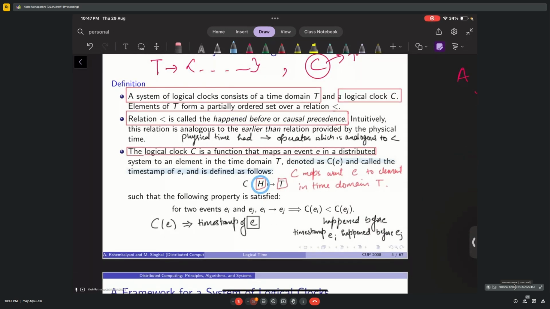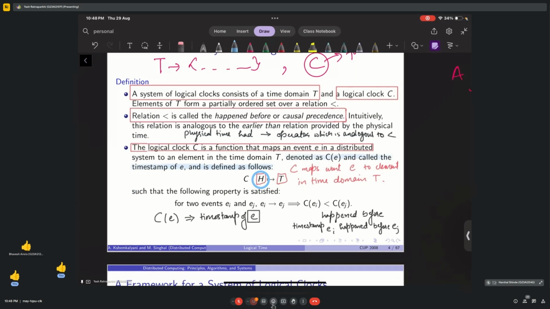And what is this T? T will contain all the timestamps. So what is C doing? C is picking one event and mapping it to a timestamp. I hope this is clear to you all. Should I repeat this, or is it clear to everyone? It's clear. Clear to all. Perfect.